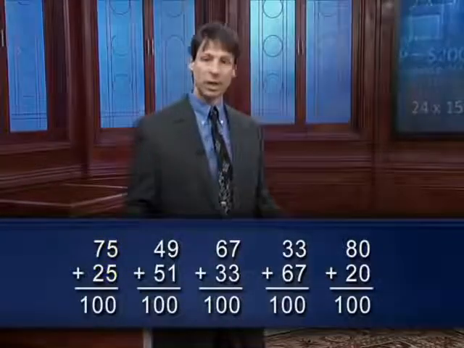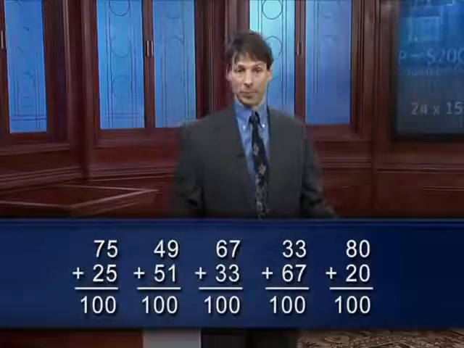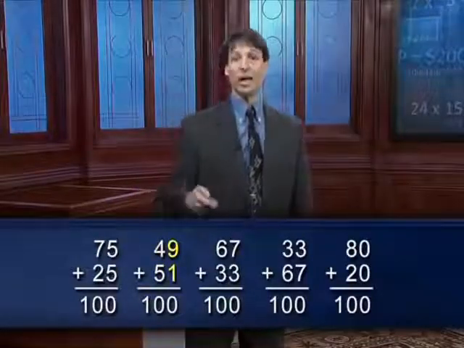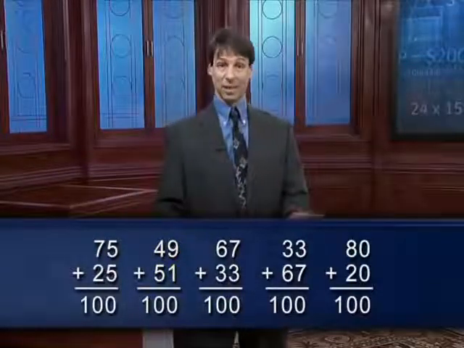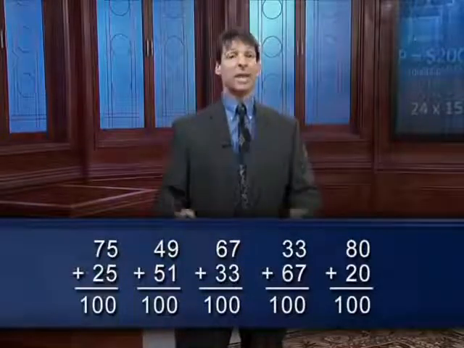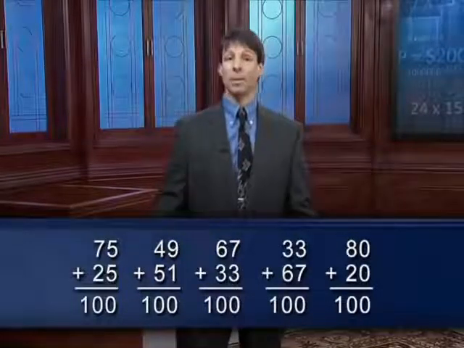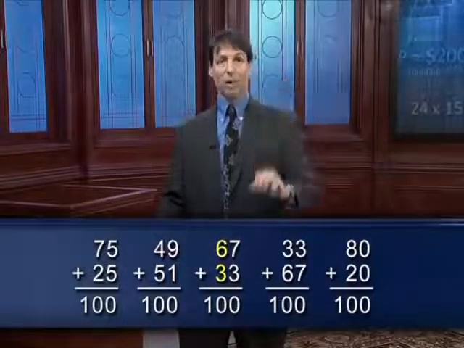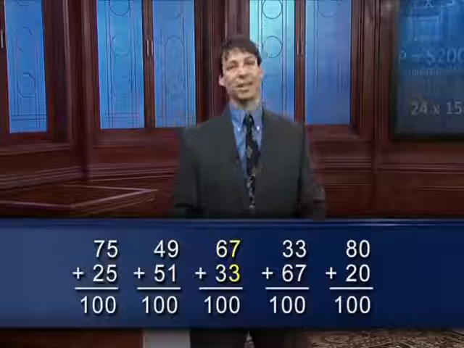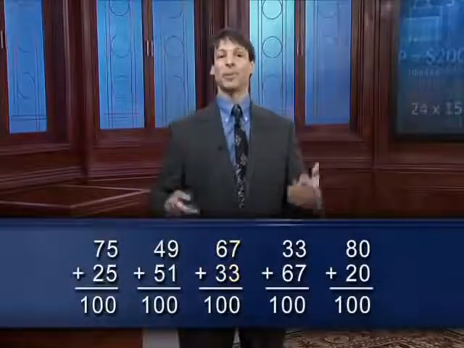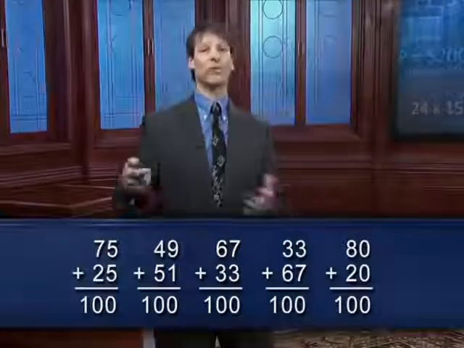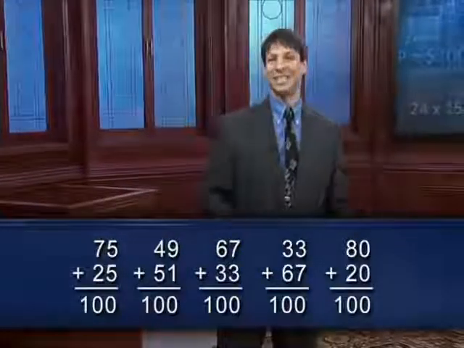Look at the number 49. How do you find its complement? Well, 4 plus 5 is 9, and 9 plus 1 is 10. So the complement of 49 is 51. Right? 67, how would you find its complement? Well, what do you have to add to 6 to get 9? 3. What do you have to add to 7 to get 10? 3. So the complement of 67 is 33. And similarly, the complement of 33 would be 67.